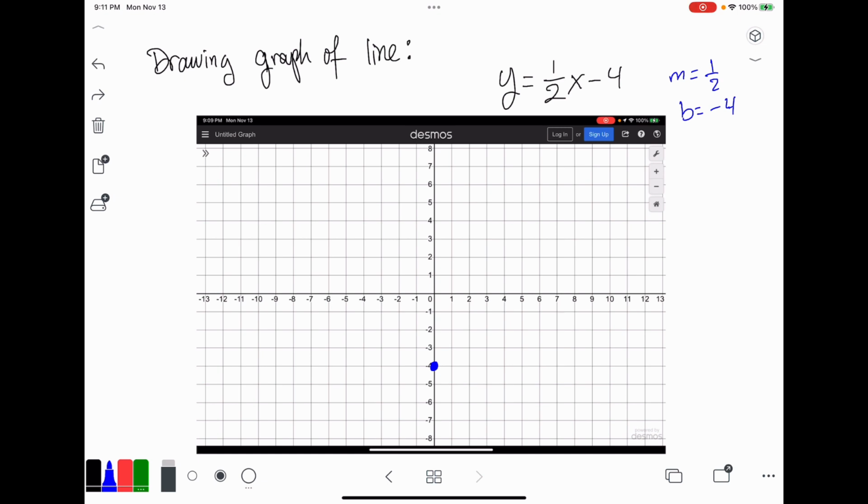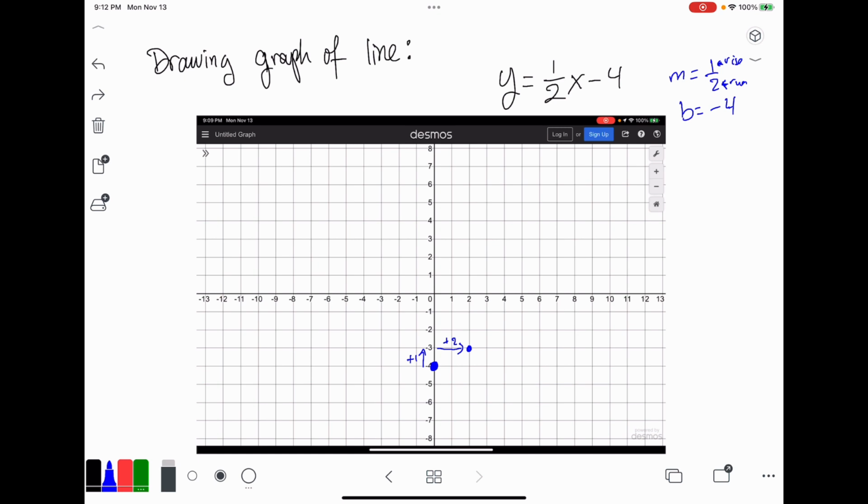So the slope just tells us basically how much do we have to rise and how much do we have to run to get from any point on the line to the next point on the line. So this is telling us we need to rise 1 and run 2. So since we know the point on the y-axis at -4, to get to the next point, we go up 1 and we go right 2. So this is our next point.